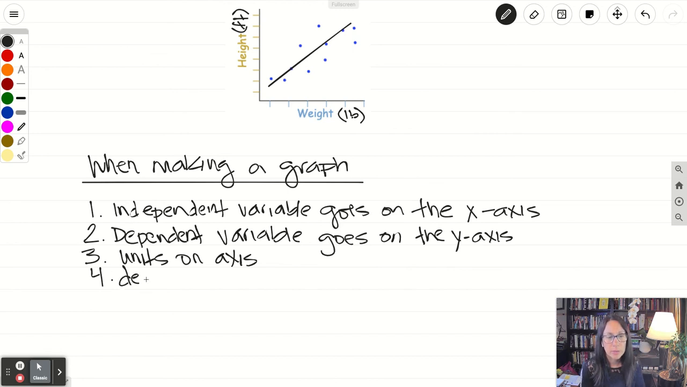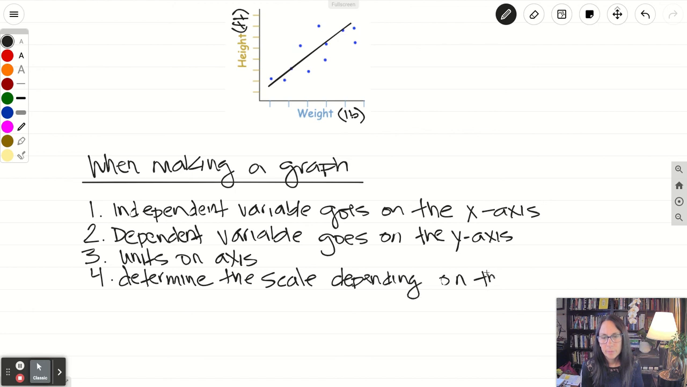So determine the scale depending on the data you have. For example, let's say we have some points that are all under 10. You wouldn't make a scale from 0 to 1,000 if all the points are from 0 to 10. You would make your scale from 0 to 10, you see? So depending on what kind of data you have, you're going to determine the scale.